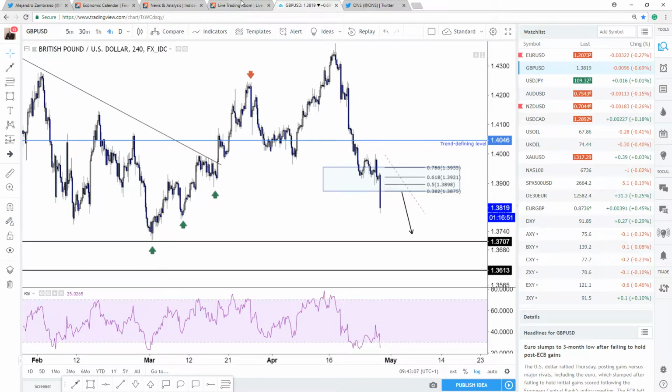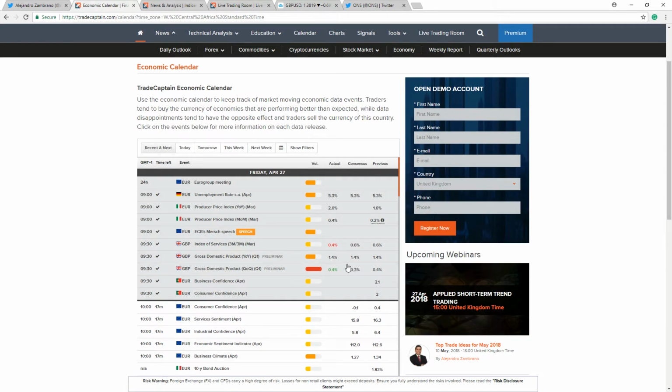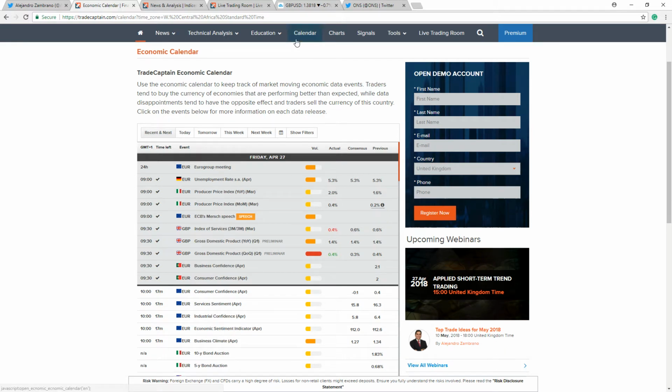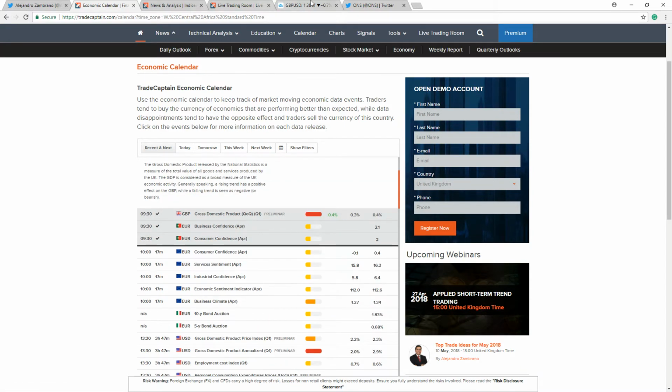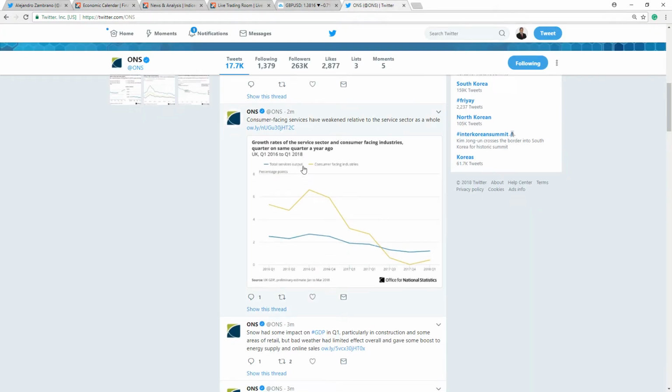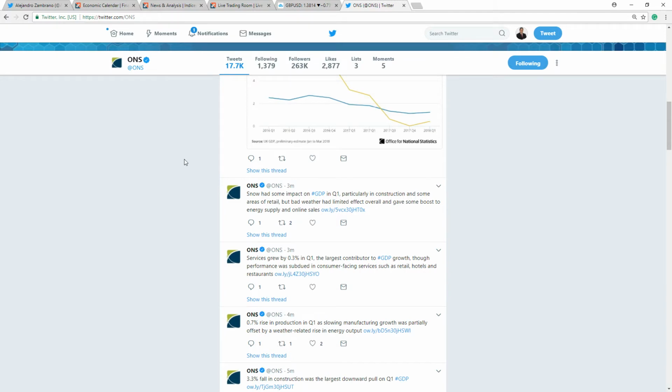Now if you look at the actual numbers, you can see that the year-on-year growth is pretty much as anticipated, and here the quarterly is a little bit better, but the index of services, which is another number out today, I'm a bit confused now when I'm looking at this. If you look here at the ONS, they provide statistics here.